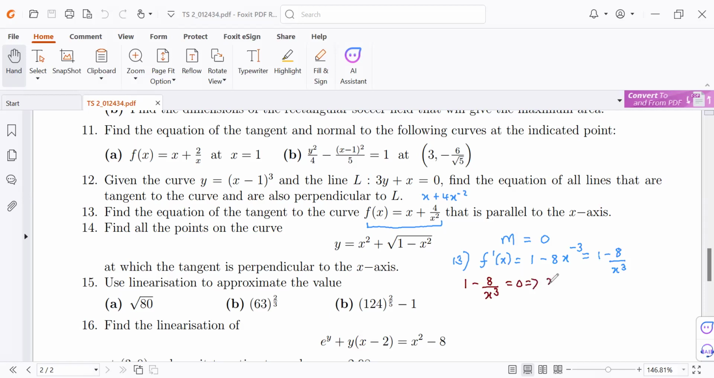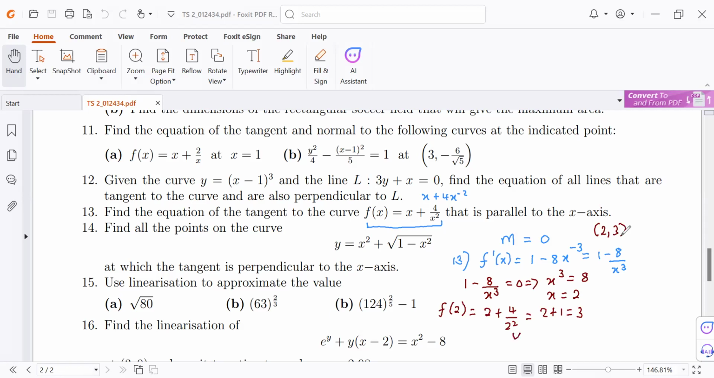1 minus 8 over x cubed equal to 0, meaning x to the power 3 is equal to 8. So x is equal to 2. We take 2 into the original function and get 2 plus 4 over 2 squared, which is 2 plus 1, which is 3. So this 3 is the y coordinate. Now we have a full point, (2, 3).